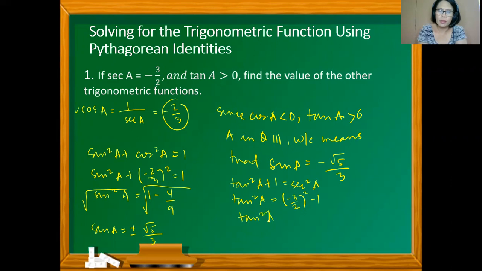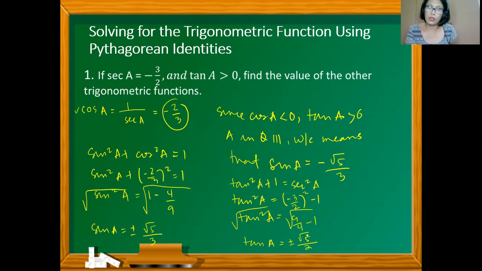So we have tangent squared A equals 9 all over 4 minus 1. So extracting the square root, we have tangent A equals, so 1 is 4 over 4. So 9 minus 4 is 5. So we have positive, negative square root of 5 all over 2 here, since square root of 4 is 2. Now, tangent must be greater than 0.